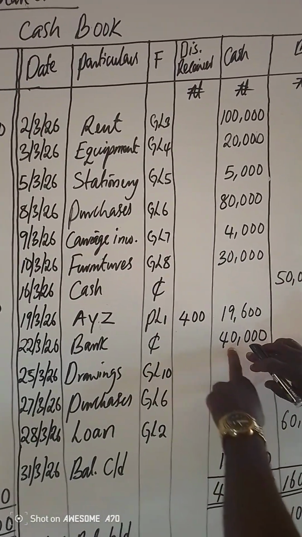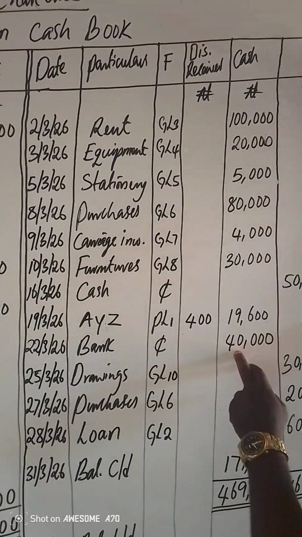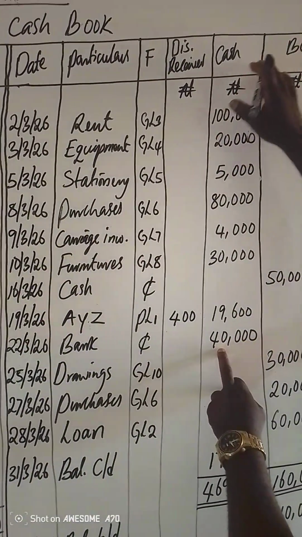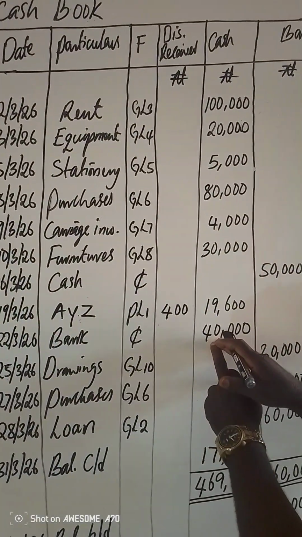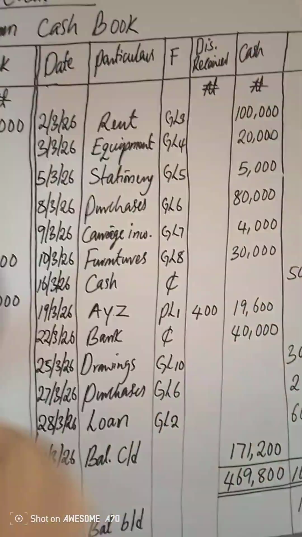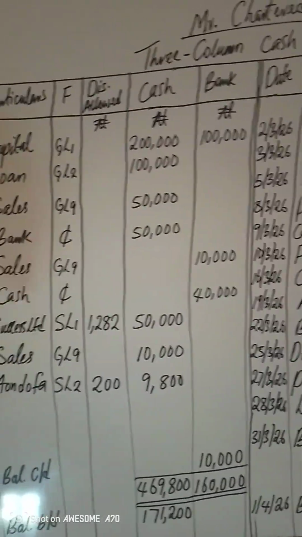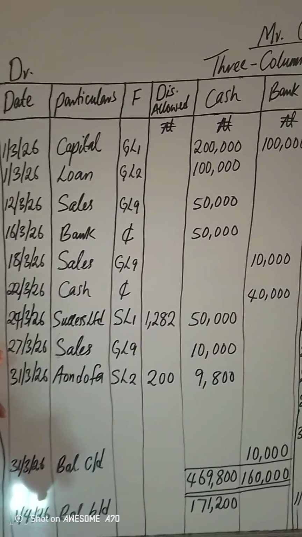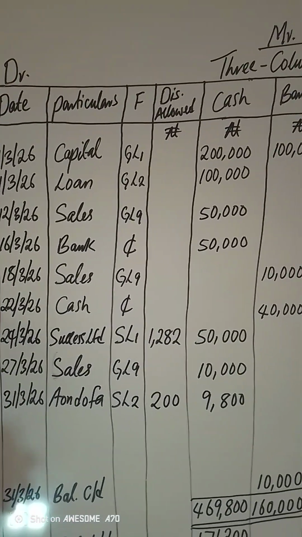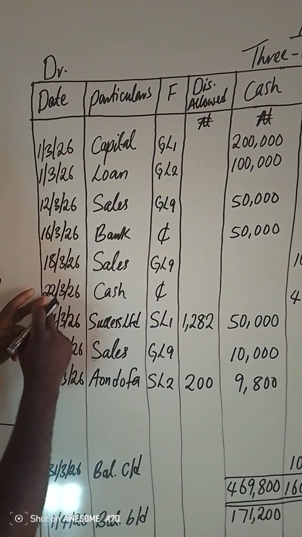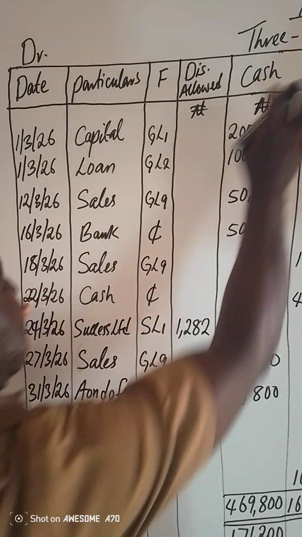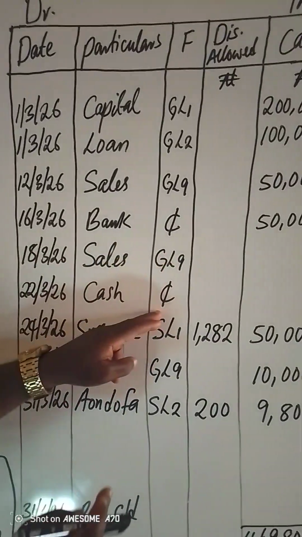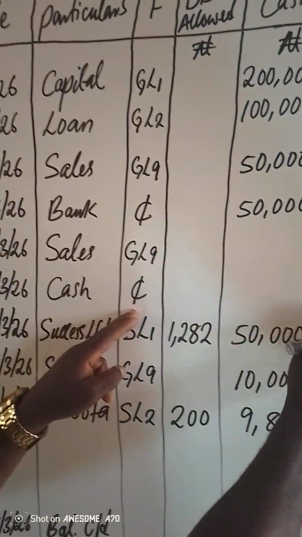Mind you, I told you that anytime you want to record a contra entry, keep the folio column in suspense. The emphasis now is that cash is given to bank, and the amount is 40,000. They now come to the debit side, and you discover that bank is the receiver account. On the 22nd of March, bank is receiving from cash the money deposited, this is a contra entry, and the amount is 40,000.